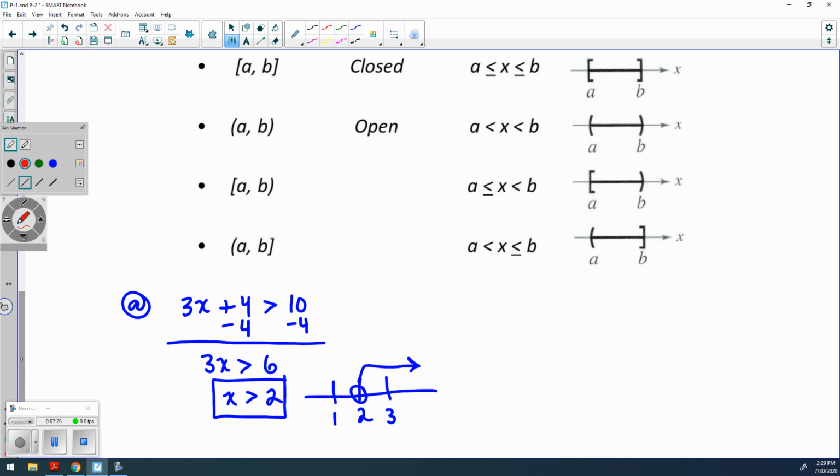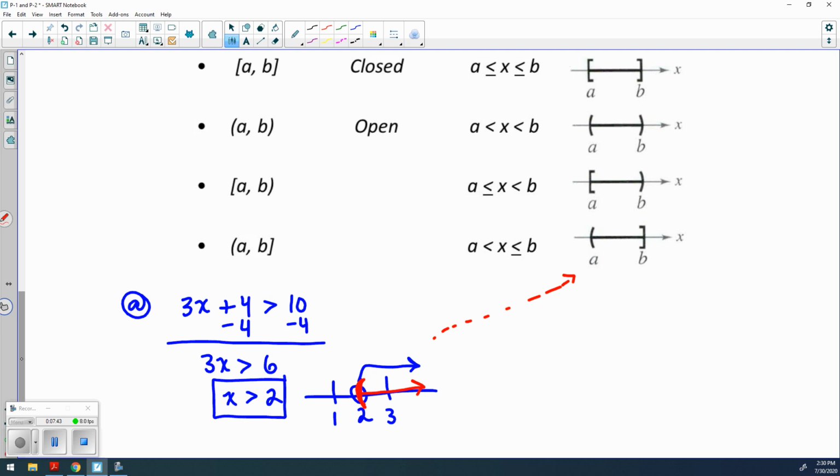Some textbooks make their number lines look a little bit different. So here I'm going to just put a parenthesis there and then draw my arrow like so. So a parenthesis is to an open circle as a bracket is to a closed circle.